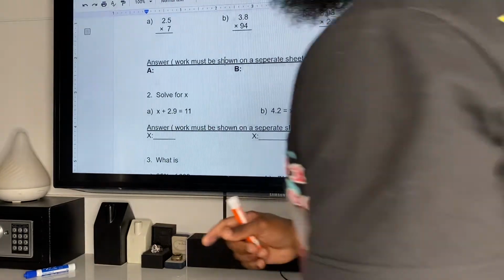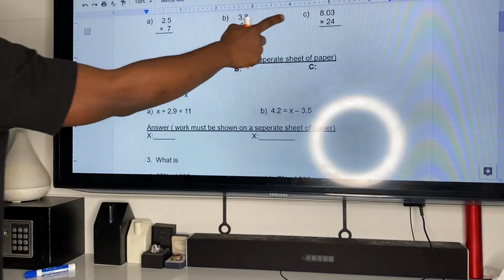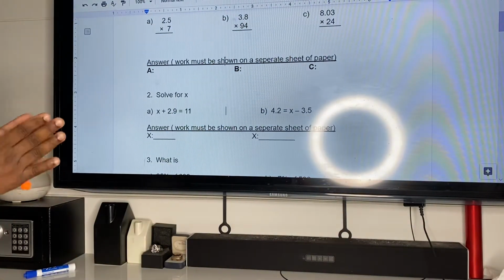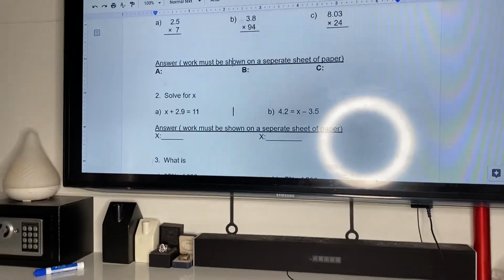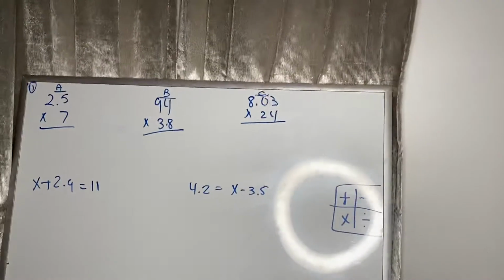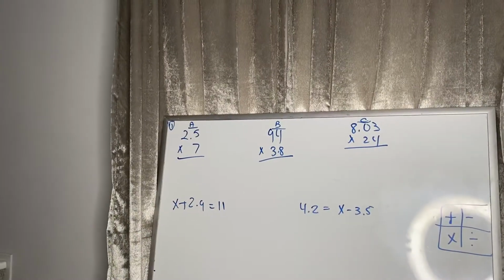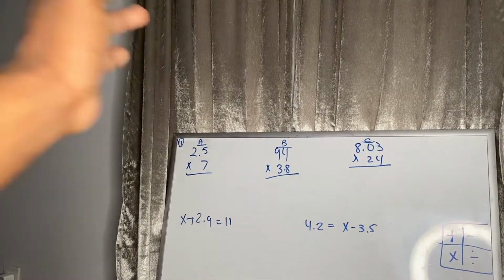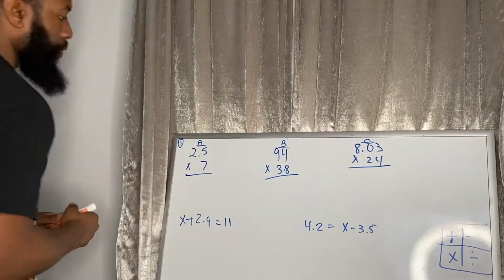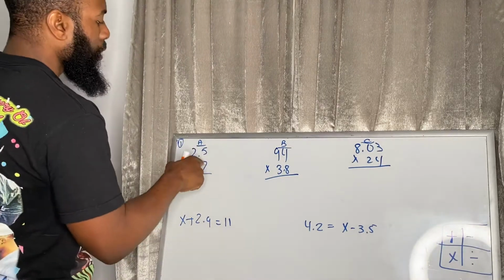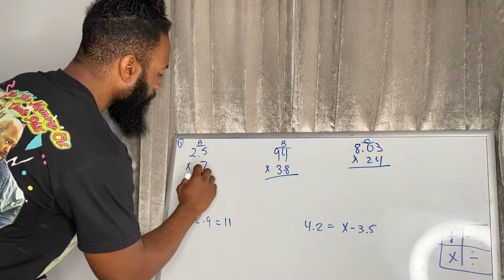Okay, so for numbers 1A, B, and C is multiplication of decimals. So follow me over here. Here, everybody can see. I'm going to go through a few examples. So 1A, 7 times 5 is 35, right?